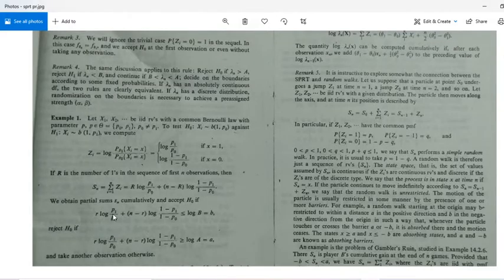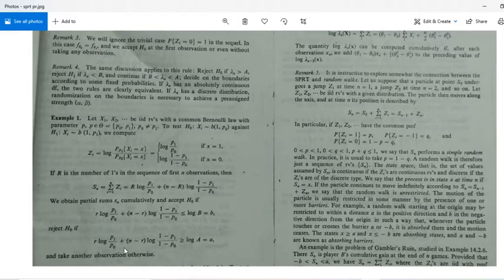So we obtain the Sn value here, that is, the realization of Sn can be written as small sn, and this is equal to r into log of p1 by p0 plus (n minus r) into log of (1 minus p1) by (1 minus p0). We accept the null hypothesis if it is less than or equal to b, and we reject the null hypothesis if r log of p1 by p0 plus (n minus r) log of (1 minus p1) by (1 minus p0) is greater than or equal to small a.